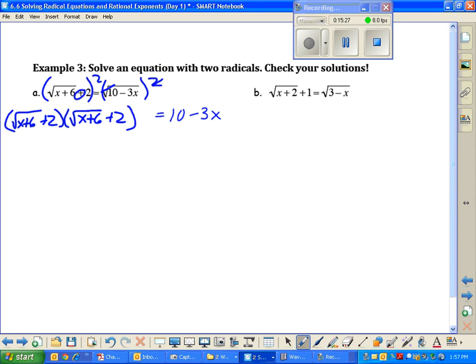So if I take the square root of x plus 6 times the square root of x plus 6, you get x plus 6. Your outers: we're taking 2 times the square root of x plus 6. That's just 2 root x plus 6. Your inners, 2 root x plus 6. And your last is 4.